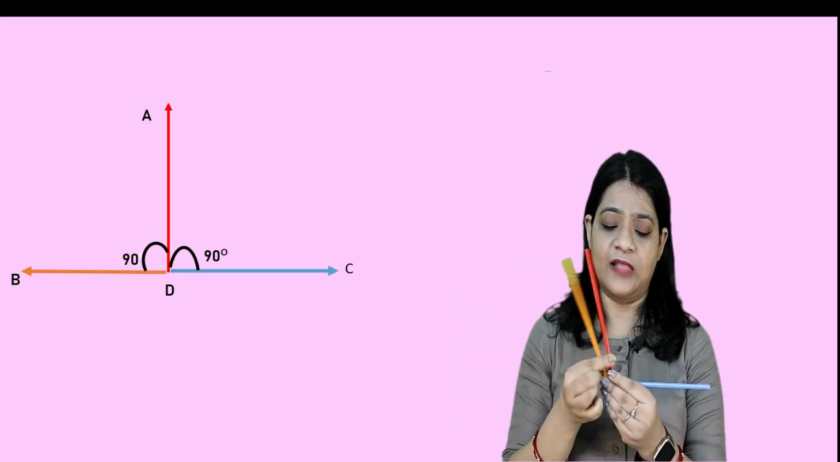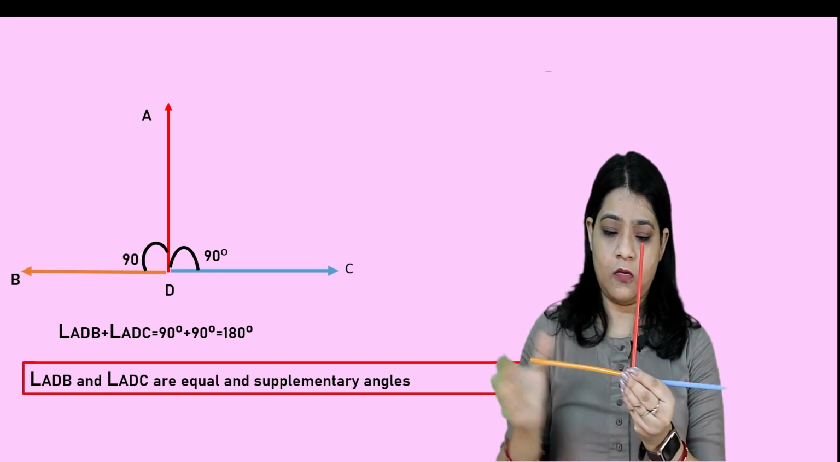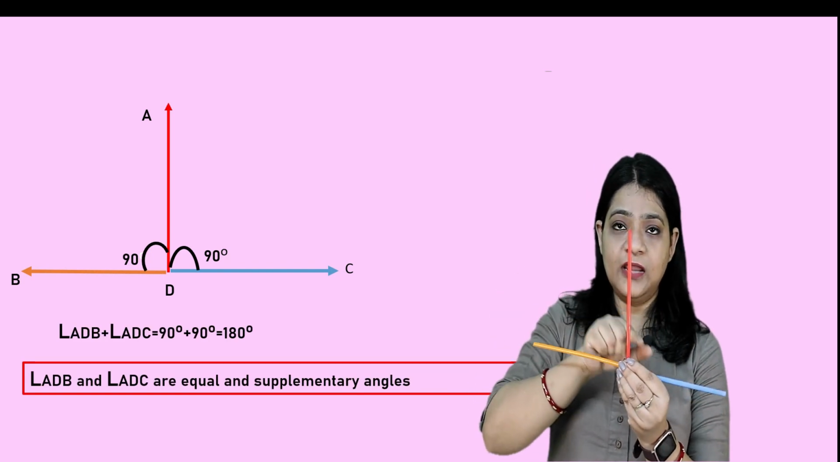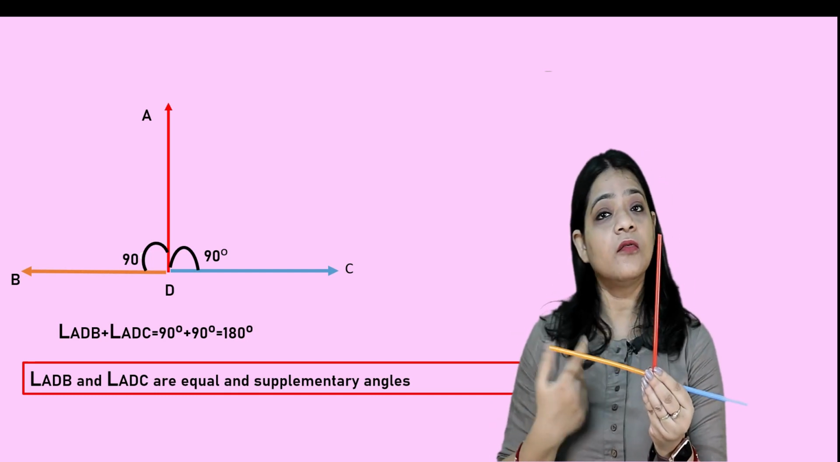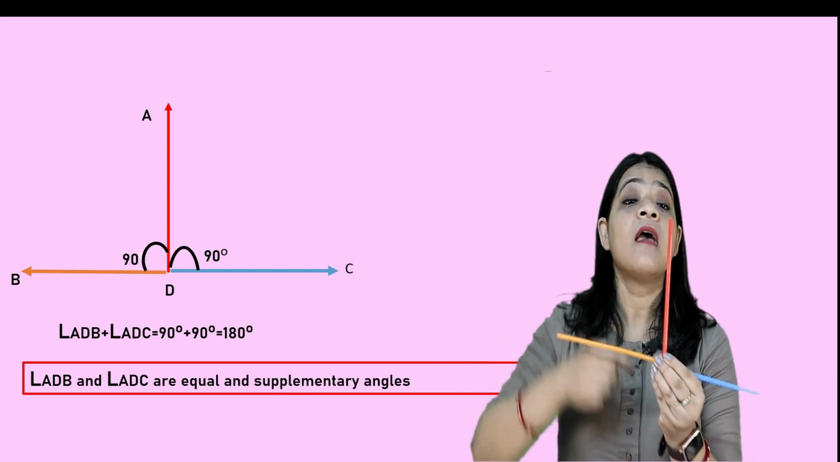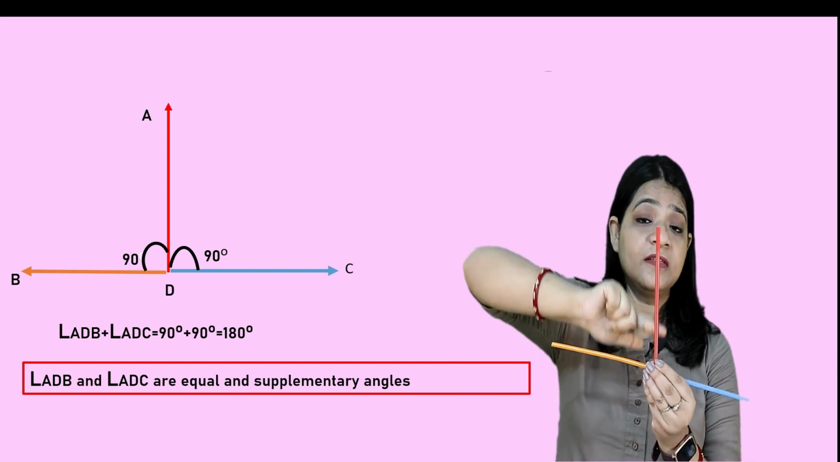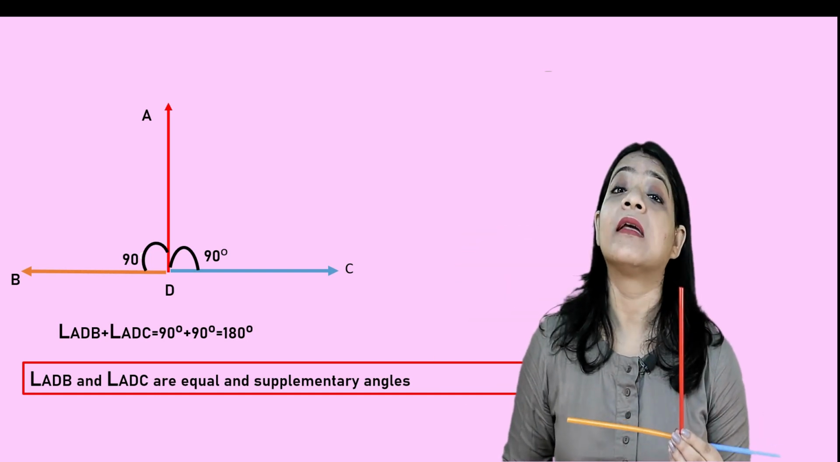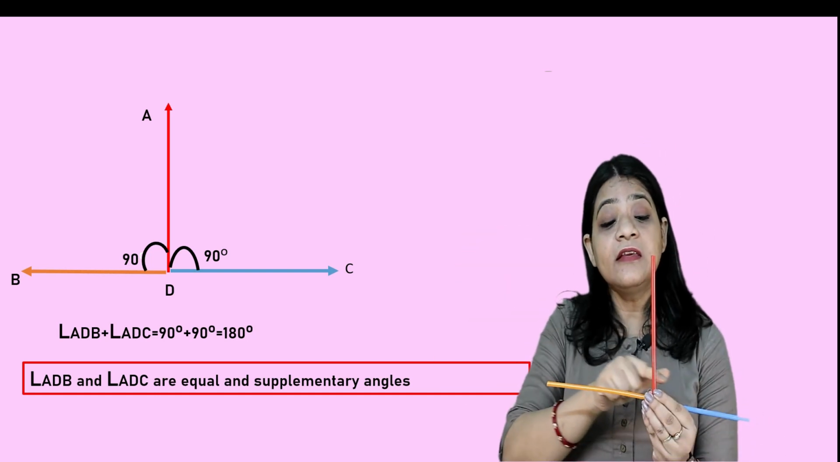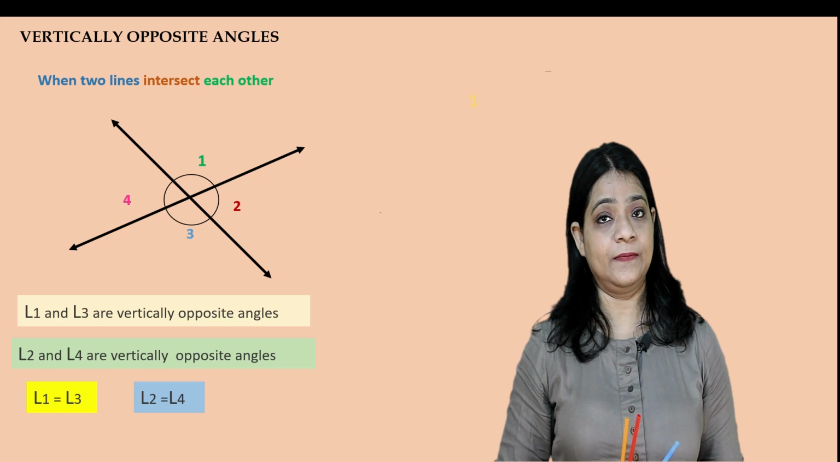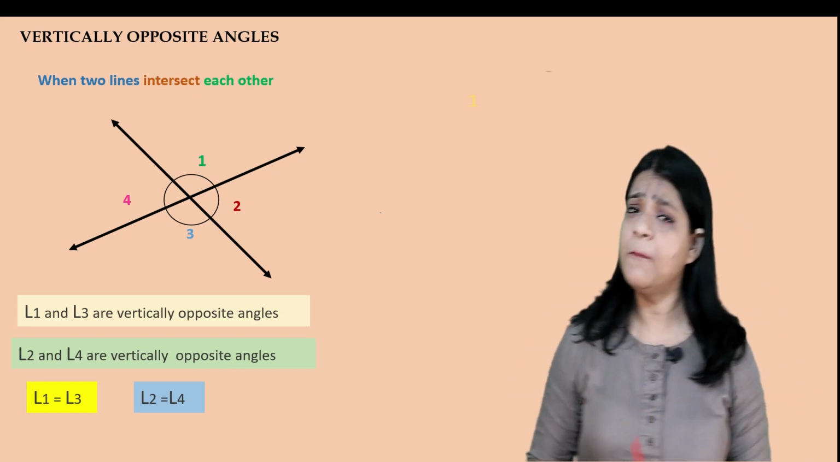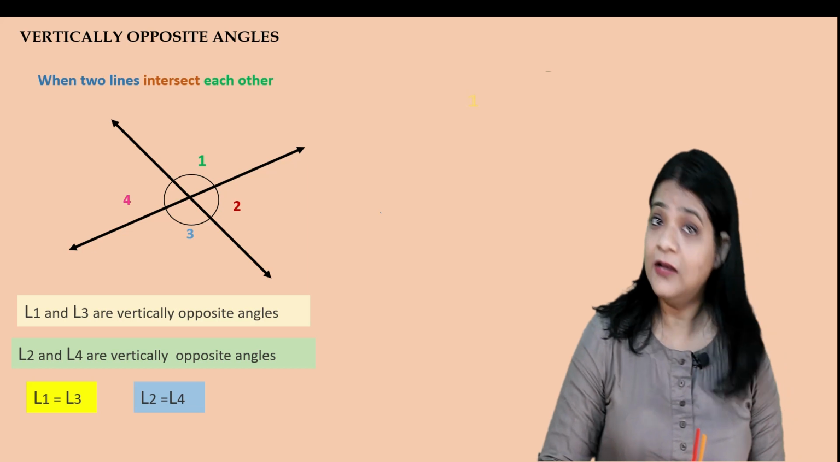Now if this line is exactly perpendicular to this line, then this is 90 degrees and this is 90 degrees. These two angles are also supplementary angles, and we can call this line an angle bisector because it is dividing this straight angle into two equal parts. The next very important topic is vertically opposite angles.